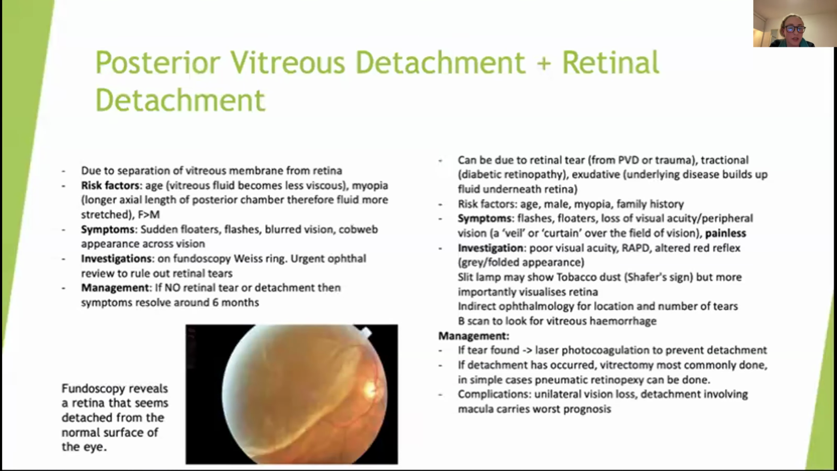But complications are you can get complete visual loss. And if you have detachment with the macula as well, it's got a very poor prognosis. So you can see on the left the curtain coming down of the retina detaching on fundoscopy. And this is the key sign that you get. And if you look up some pictures of retinal tears, you get tiny little, it literally looks like tears. It's quite straightforward.